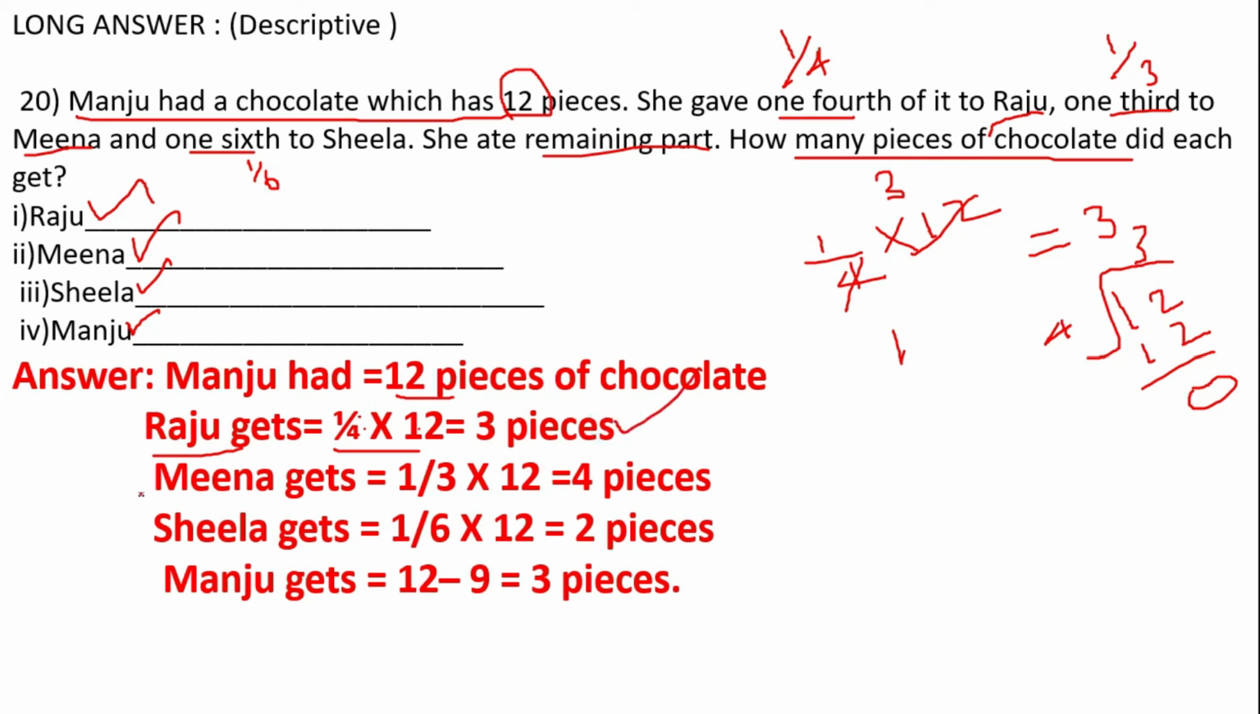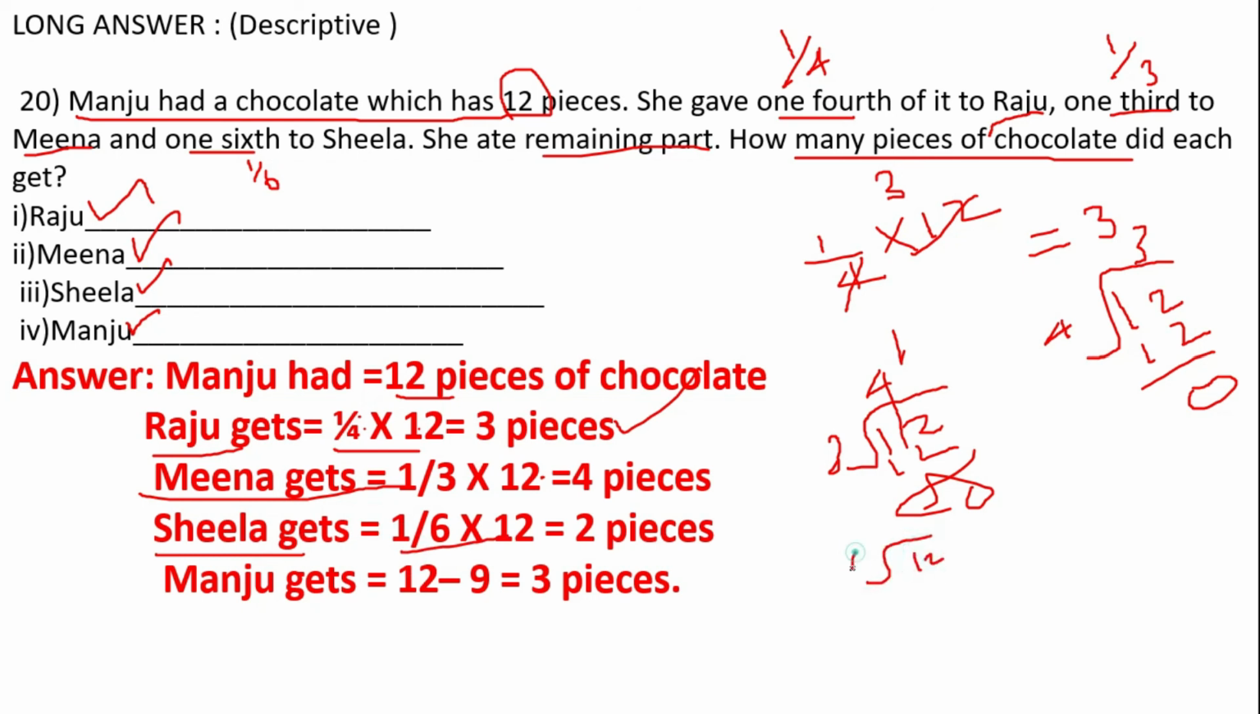The second question, Meena gets 1/3. So 12 divided by 3. 4 pieces, 4 threes are 12. Next, Sheila gets 1/6 of 12. That means 12 divided by 6. 2 pieces, 2 sixes are 12.